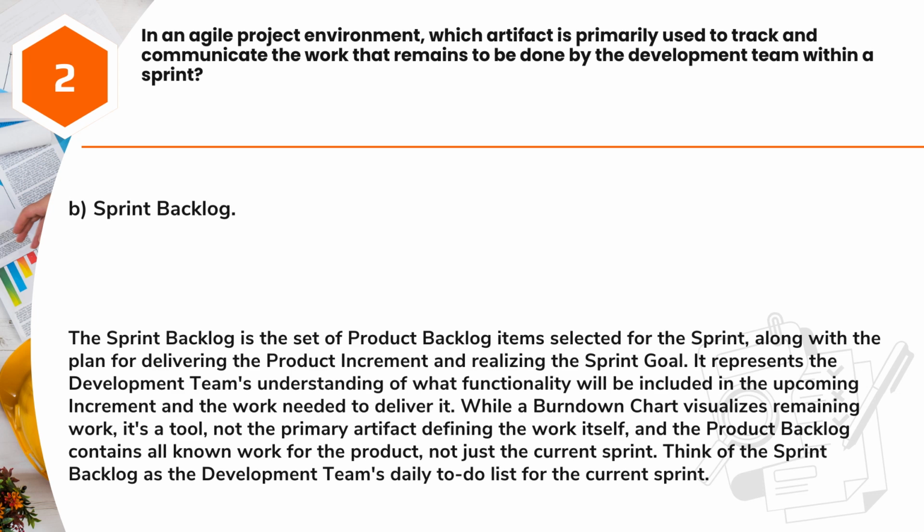While a burn-down chart visualizes remaining work, it's a tool, not the primary artifact defining the work itself, and the product backlog contains all known work for the product, not just the current sprint. Think of the sprint backlog as the development team's daily to-do list for the current sprint.